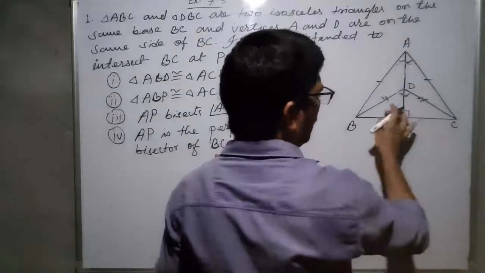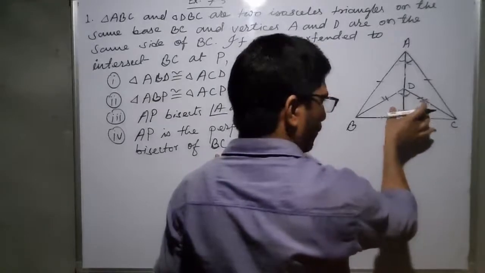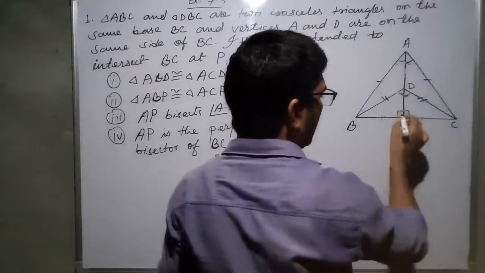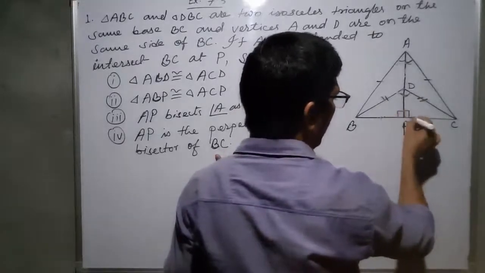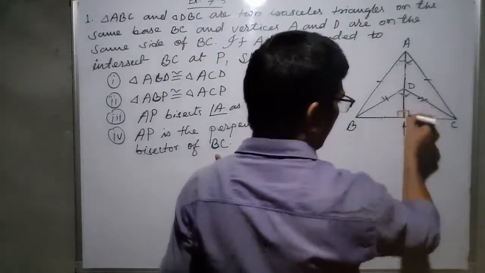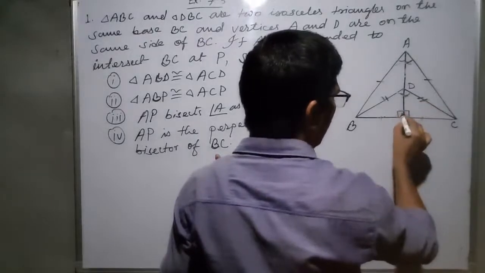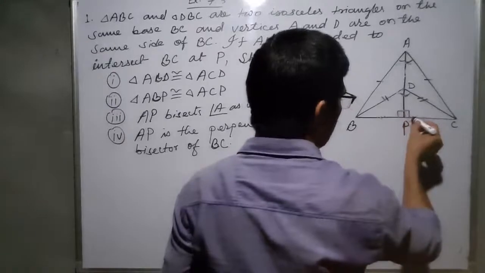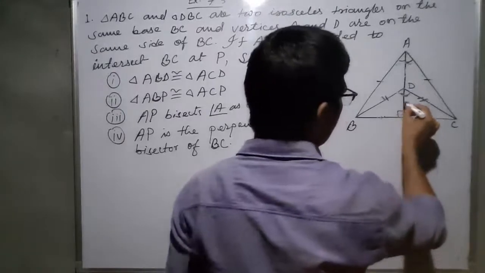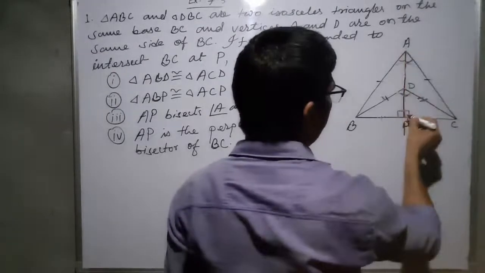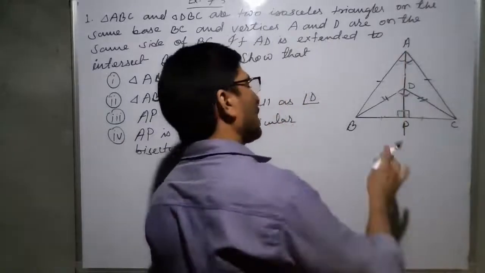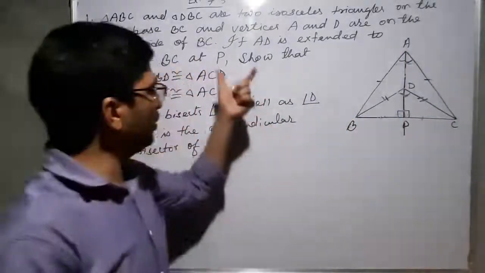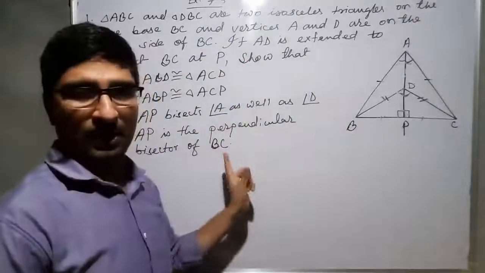Since we proved that these two triangles are congruent, therefore this angle equals this angle by CPCT. But the sum of these two angles is 180 degrees, a straight angle. That's why if these two are equal and the sum is 180, they are 90 each. That means this is 90. Then AP is the perpendicular bisector of BC. That way we can prove it. Now representation only we will do next.